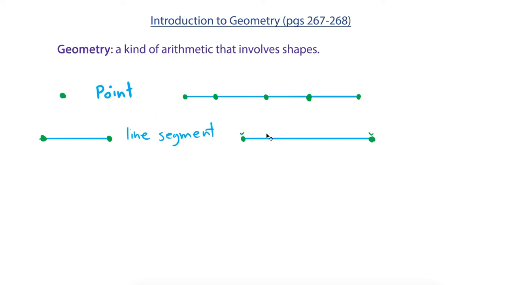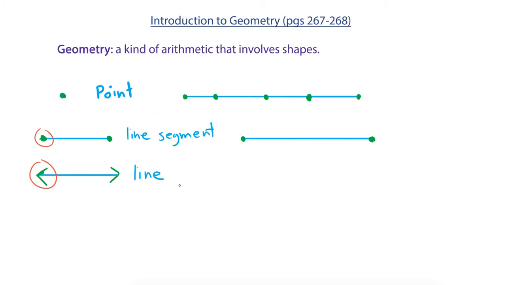There's something that's the opposite of a line segment. Let me show you. Instead of drawing two points, I'm drawing some arrows, in blue here. This is called a line. I know it's kind of confusing. The biggest difference between a line and a line segment is that line segments have points and lines have these arrows.